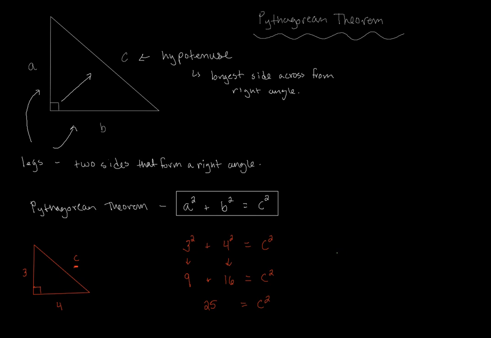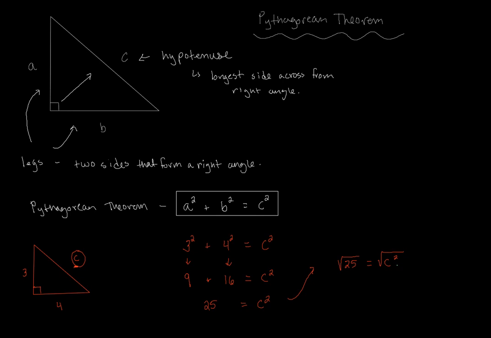Now, our answer is not necessarily C squared. It's not 25, because we're not looking for C squared, we're looking for just plain old C. So we have to get rid of the squared somehow, and we can do that using a square root. So we'll take that 25 equals C squared, and I'm going to find the square root of both of those terms.